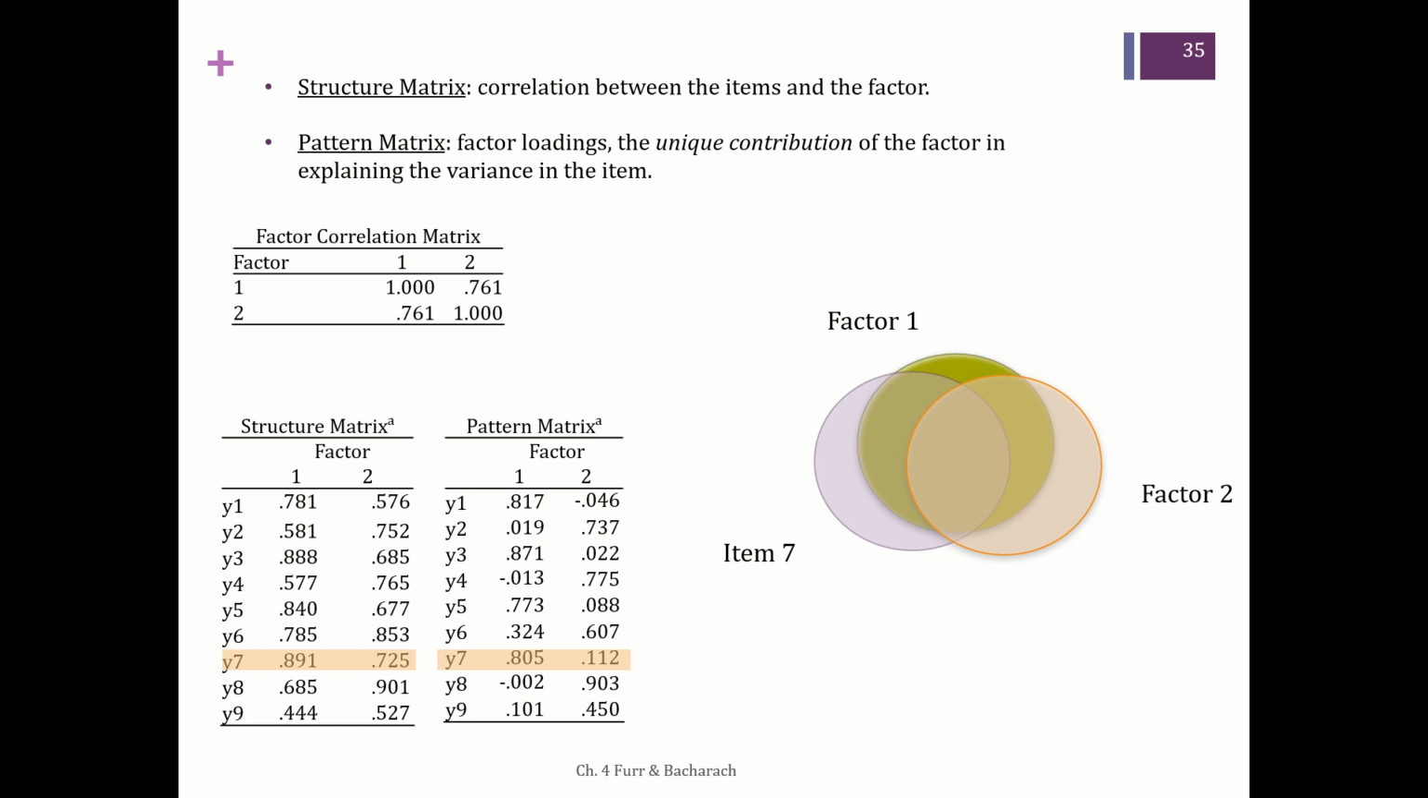Now, usually the structure matrix and the pattern matrix can both give a clear pattern, but sometimes when the structure matrix doesn't, the pattern matrix still does. So it's important to look at both to figure out what the pattern is of items belonging to which factor. Alright.